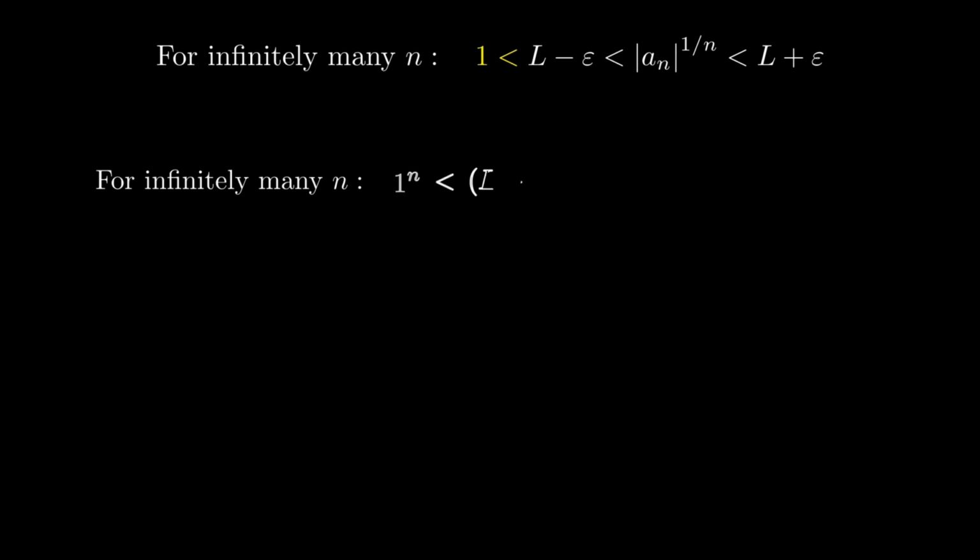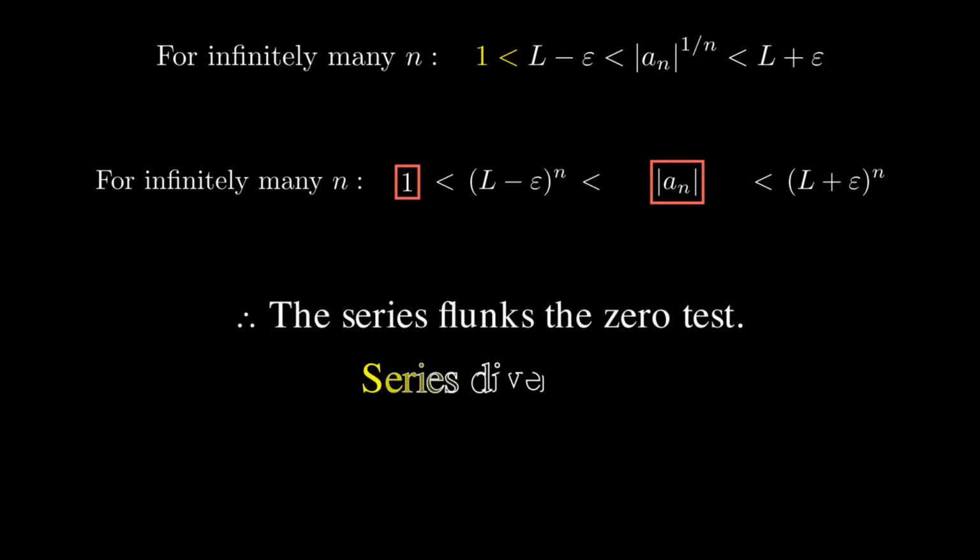Raise everything here to the nth power, and we see that there are infinitely many a sub n whose absolute value is greater than 1. Well, that means our a sub n's pretty clearly flunked the zero test. The terms can't have a limit of 0 if we can always find another term with magnitude greater than 1. Since it fails the zero test, we have a divergent series.